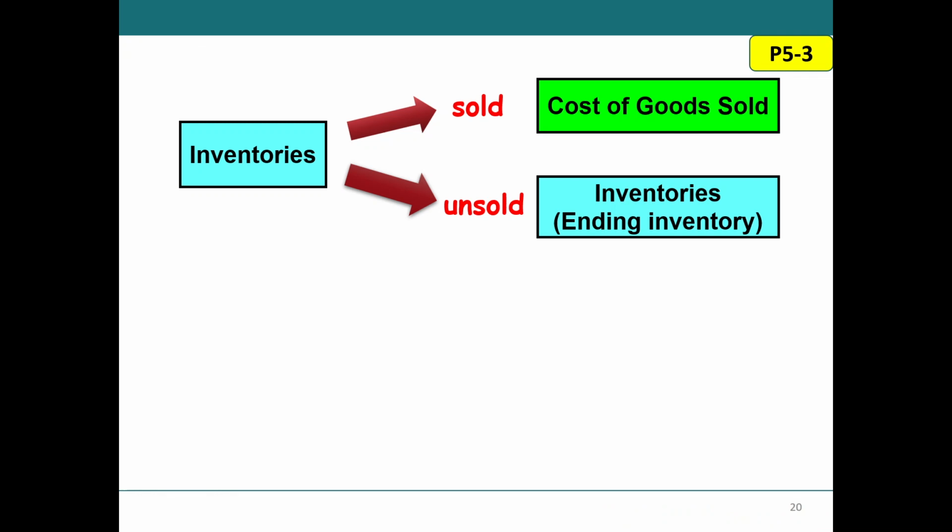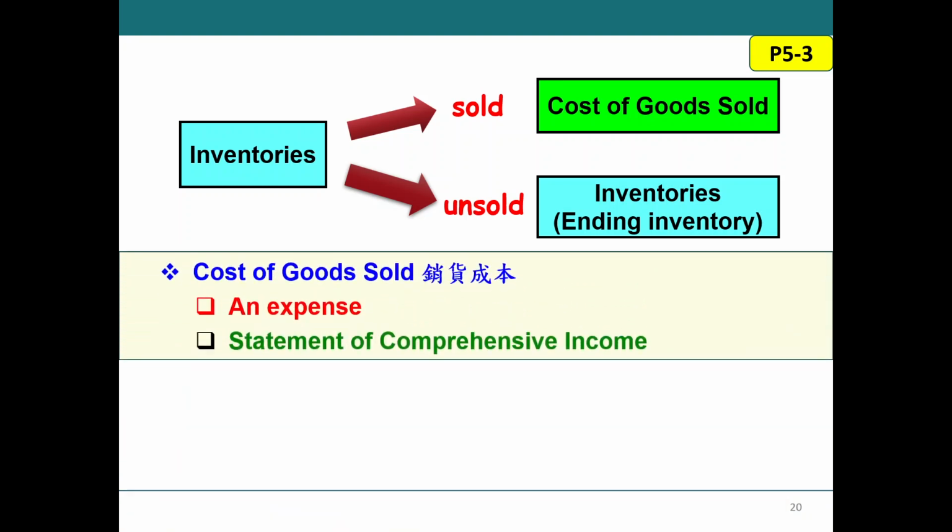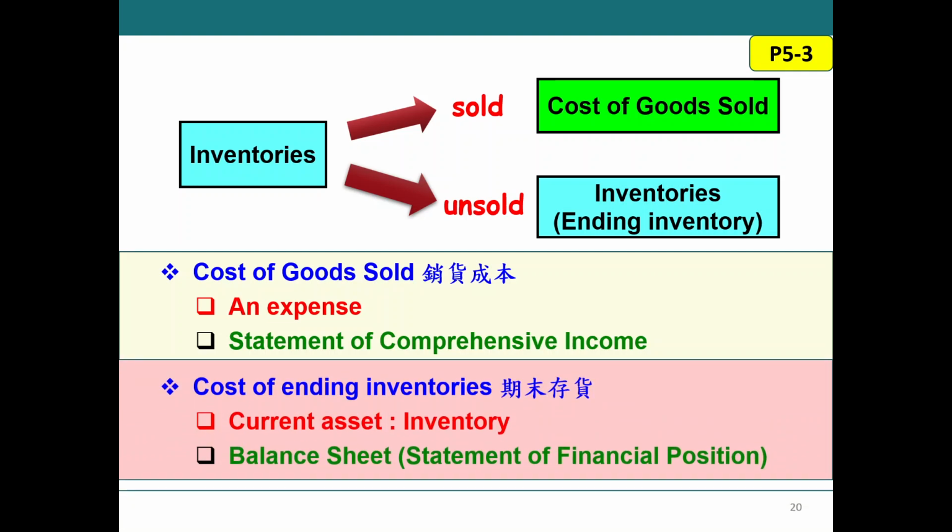So give me 30 seconds. For the inventory part you sold, remember, that's your cost of goods sold, right? Inventory still in your company, that's your inventory. Where can you find your cost of goods sold? Cost of goods sold is your expense, so you will find it on your statement of comprehensive income. Inventory still unsold is still your inventory asset, so you will find it on your balance sheet. If you understand the relationship right here, then that's the purpose for today.